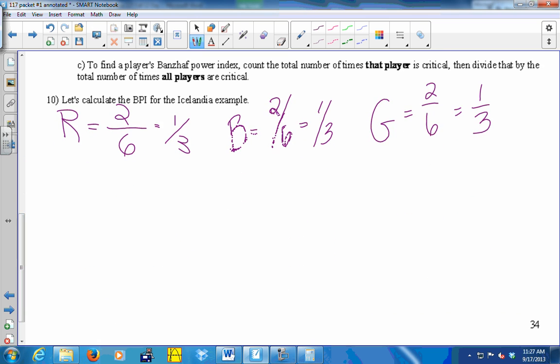And you can write these as fractions or as percentages. So if we wanted, we could write this as 33 1/3%. I can't remember which one my math lab asks for. I think it's fractions.